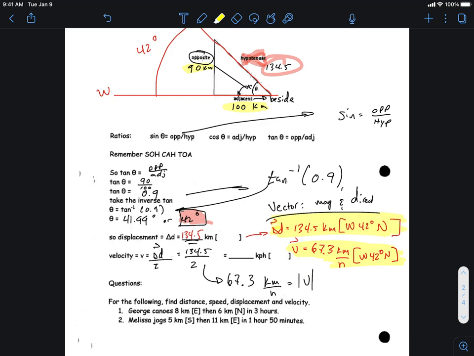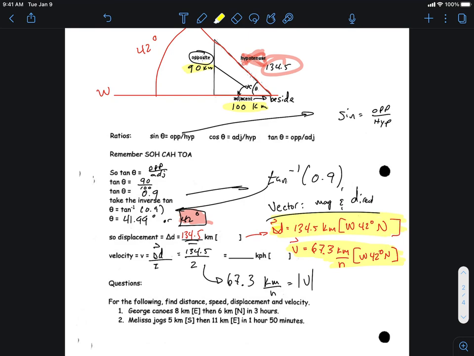Her displacement was 134.5 kilometers west 42 degrees north. So I know which direction to look in, right? Because that's what displacement does for me. It tells me exactly how far she is from me and the direction that she is from me. And then additionally, I can find out how fast did she get there? Or what was her speed along the way? Or, sorry, velocity. What's her velocity?